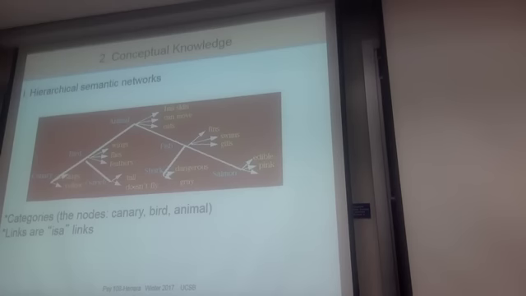And then the links between these categories are what he calls ISA links, or "is a" links. So a canary is linked to a bird, so a canary is a bird. A bird is an animal. A fish is an animal. A shark is a fish. A salmon is a fish. So that's what those links are. They're literally an "is a" link. It links these things to a category that they fall within, and they are an example of that.